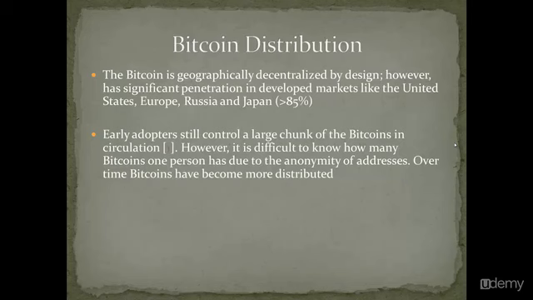Over time, the Bitcoins have become more distributed, particularly after the price hit $100 per Bitcoin. We started seeing more people entering the market for the first time, and we saw some of the older accounts, which had not moved their holdings for quite some time, actually liquidating for the first time ever. And this is very common with any asset.